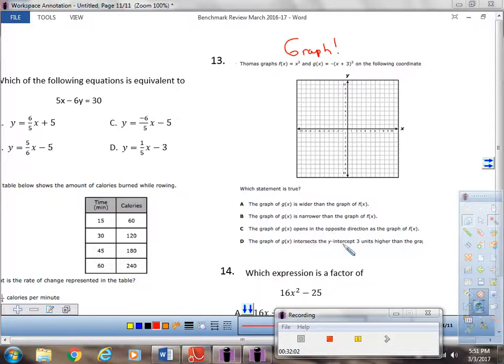It intersected the y-intercept 3 units higher than the graph? No, it didn't go up. So the best choice is C. It's saying that it opened in the opposite direction. In other words, this one was like this, and even though it shifted this way, they don't mention that, but it did open in the opposite direction. So that's the best choice. The best choice is C.